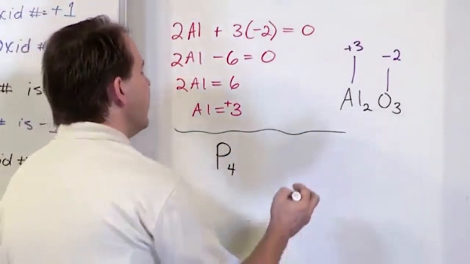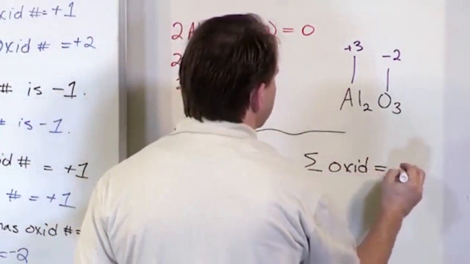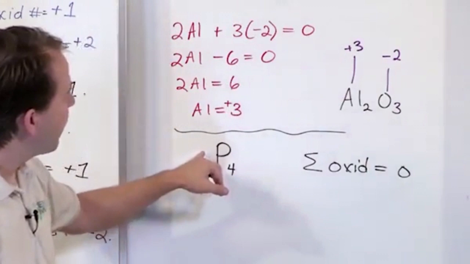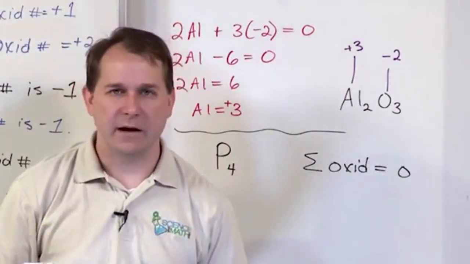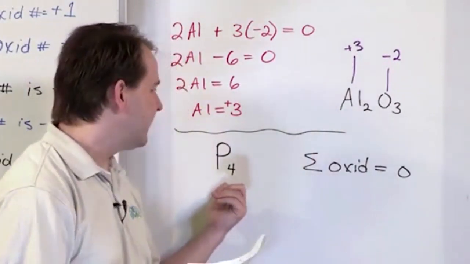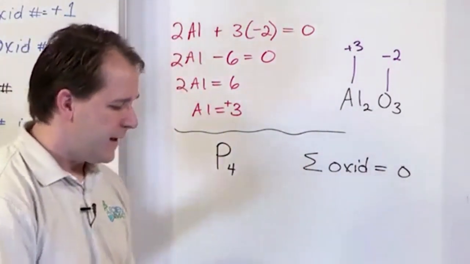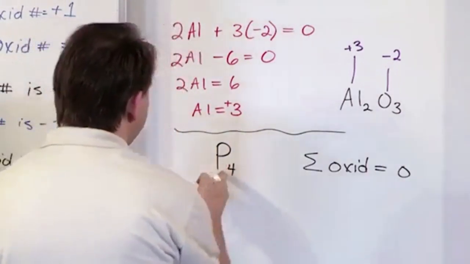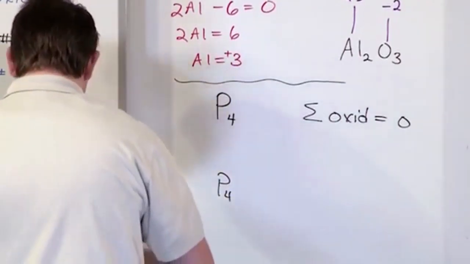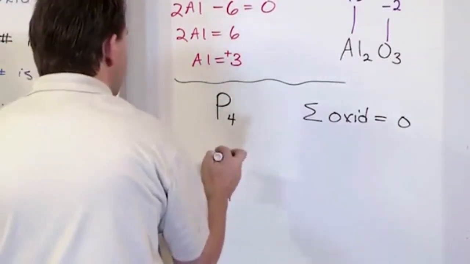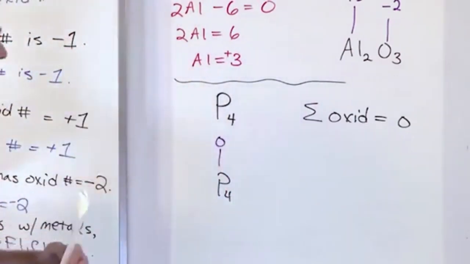So you know that the sum of the oxidation numbers has to be equal to 0. And because you have 4 identical things bound together, they're all going to have the same oxidation number. The only way that this can have oxidation numbers that all add up to 0 is if the oxidation number of phosphorus is 0. So the way you would write it down is you would say P4, the oxidation number of this is 0.